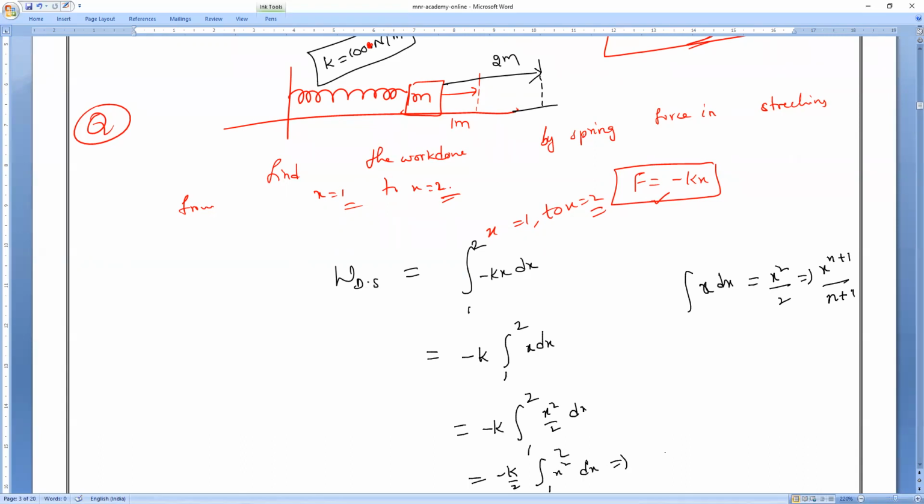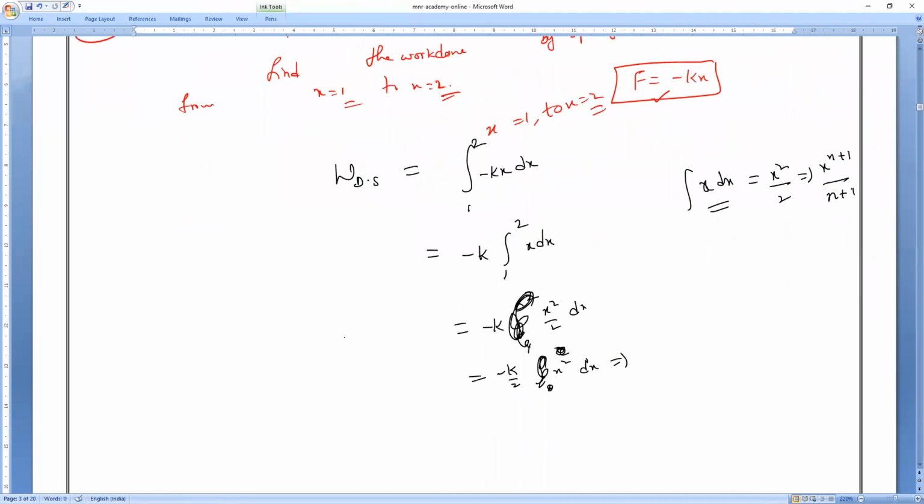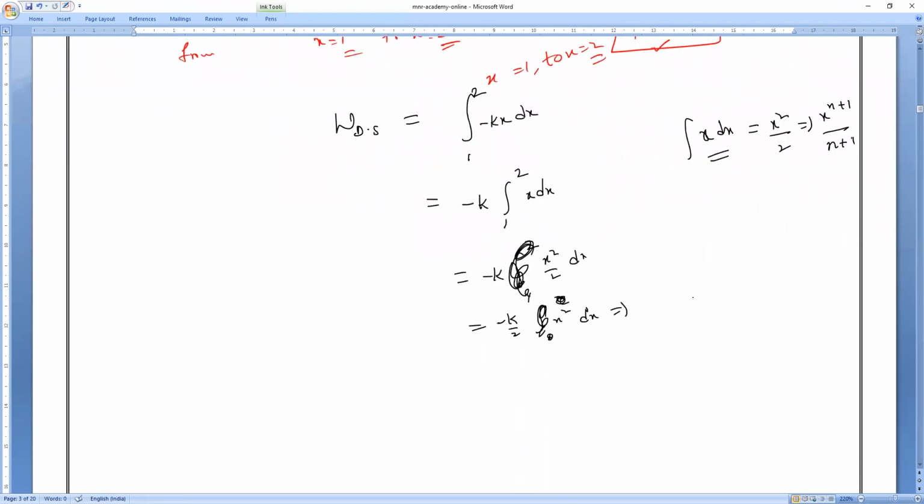So it turns into the integral of x dx, which we know is x square by 2. Am I right, guys? Yes, sir. Now we want to substitute the limits, 1 to 2. dx, I forgot it. Sorry, brothers.